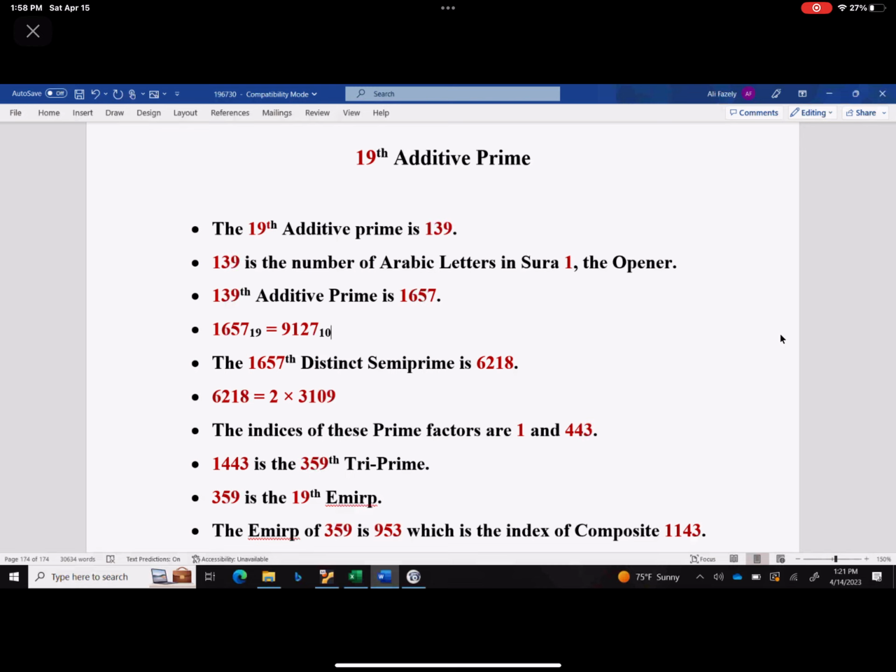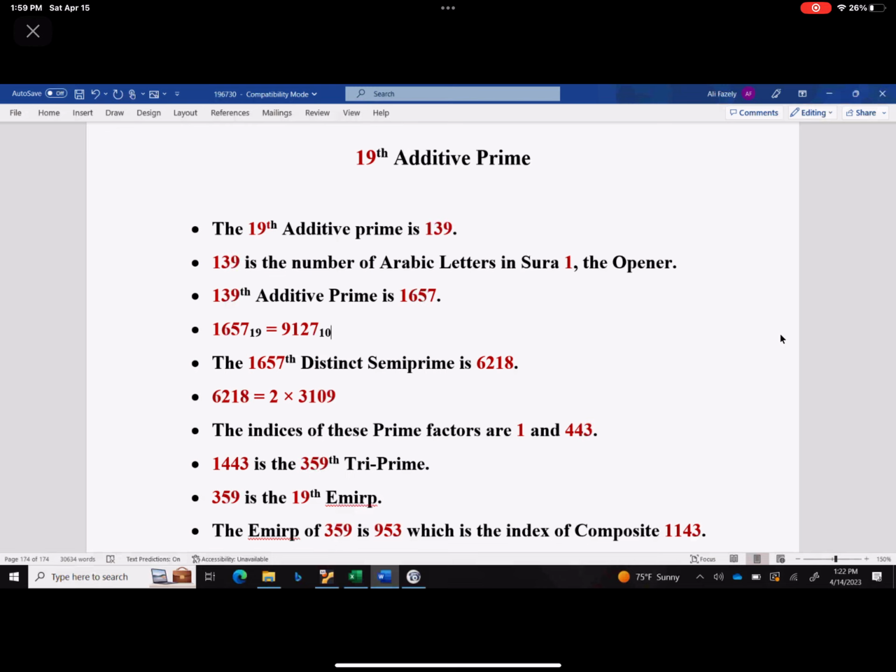The 19th additive prime is 139, as you see in this first bullet. And 139 is actually the number of Arabic letters in Surah 1, the opener. So when you do this, something happens in the universe, and we see it right there in terms of numbers. These numbers are unlocking something in the entire universe, and God is in contact with us. And the 139th additive prime is 1657.